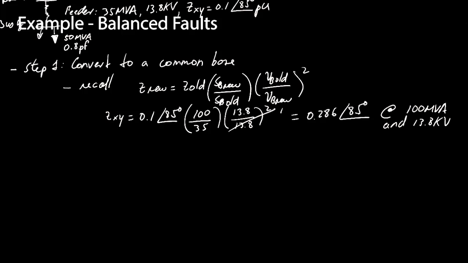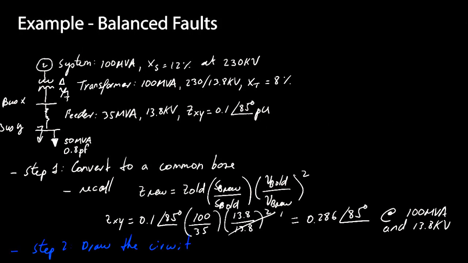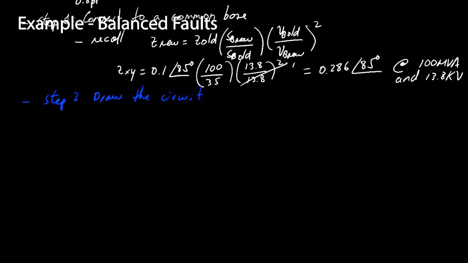So now step 2, and let me actually switch colors over here. So I'm going to say over here, step 2 now is going to be, well, let's draw our circuit. So draw the circuit. So again, coming from this system over here, we're going to have the system over here. Then we have our source impedance. So this is going to be XS. Then we have the transformer impedance. So this is going to be XT. And then we have bus X. So this is bus X.